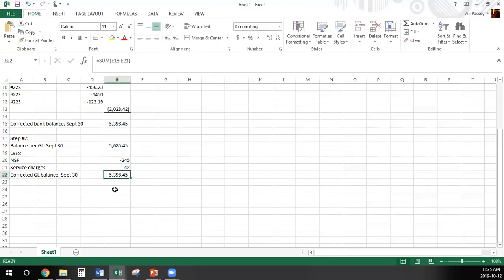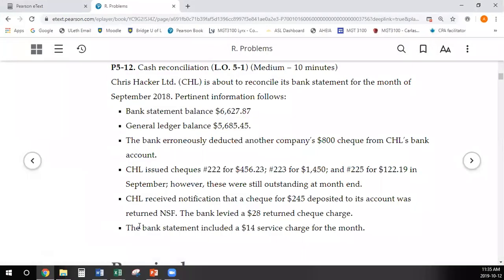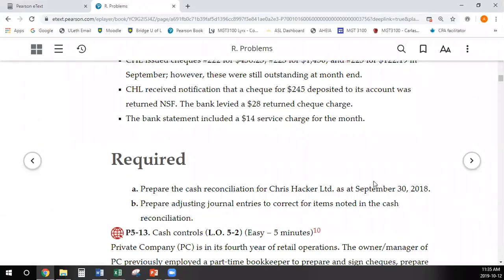And you can see that this corrected balance of $5,398.45 ties to our corrected bank balance that we did in step number 1. So this is all for A, where we prepare the cash reconciliation for this company.